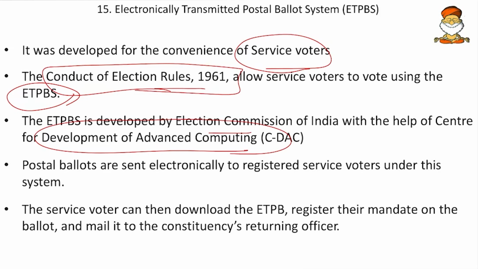And postal ballots are sent electronically to the registered service voters under this system. So the ballot goes in the email mode, and the service voter can then download the ETPB and then register their mandate, that is put the vote or put the seal and mail it to the constituency's returning officer. So once he puts the vote, he will send it via post to the constituency's returning officer. Friends, we know that the returning officer is the head for that constituency. So he will head the counting process and he will declare the results. So for that person, the post should be sent.